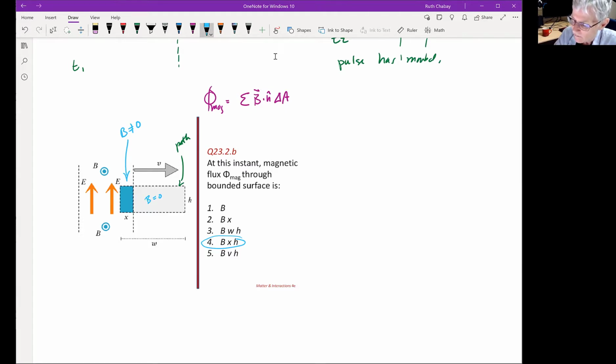So it's only the part of this whole area where the magnetic field is non-zero that gives us a contribution. The rest of it, where B is 0, gives us a 0 contribution, right? So in fact, the answer is indeed B times this distance x times h.